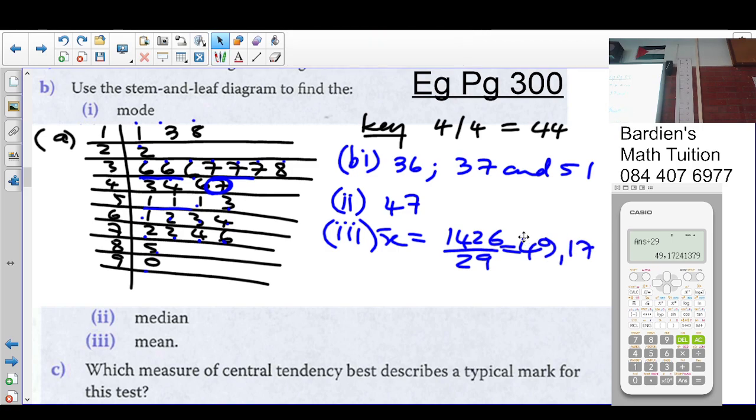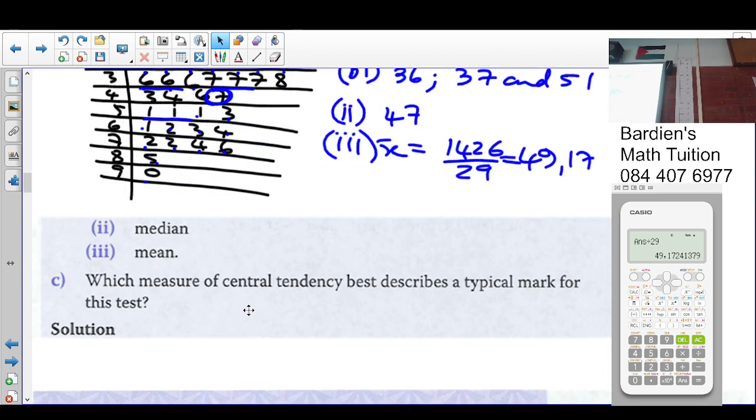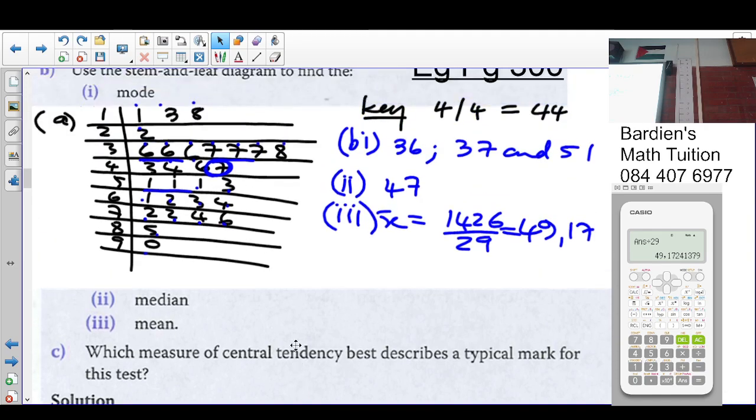Okay, and then the last question. Which measure of central tendency best describes a typical mark for this test? And we said the mode, no, not the mode, the median. The median would be a nice representation there. As you can see, it's lying about the 50% mark of the data. Also, there are a few high values here and a few extreme low values here.